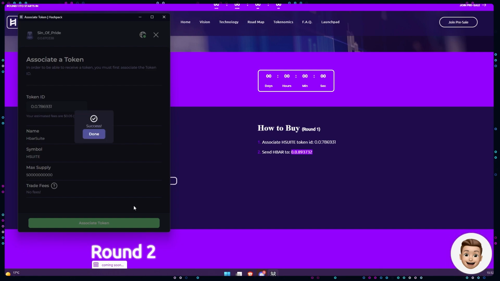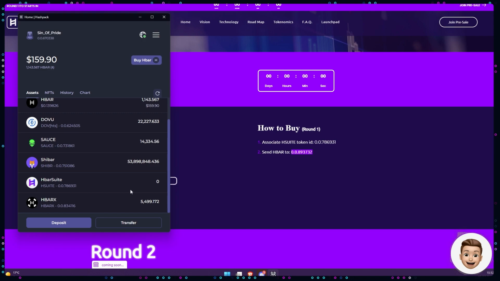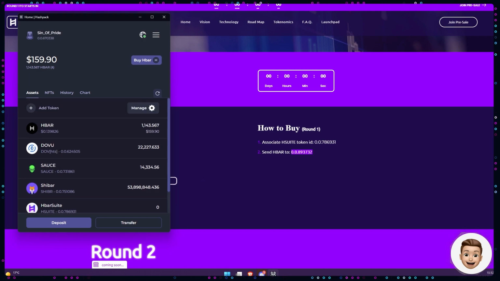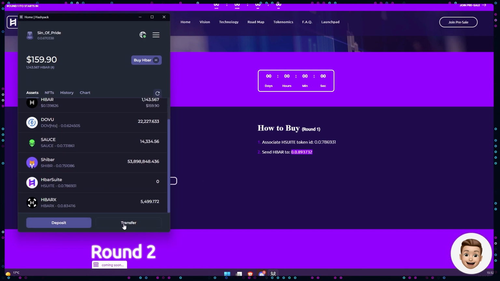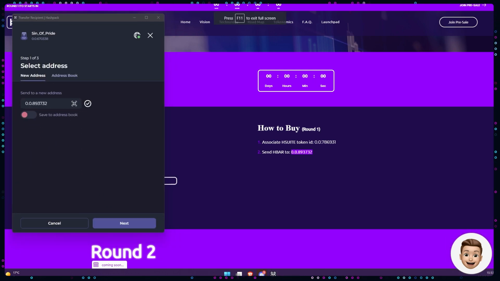You obviously won't need a lot of HBAR to do this. Done. So that's now done. I've associated that token. It's now appearing in my wallet. I've got 0. So now we're going to buy some. So we do that by using the transfer feature. So we're going to click transfer and we're going to pop in the address quickly. Okay, so I heavily suggest you just copy and paste this address from their webpage to make sure you don't get it wrong. See the check here saying that it's correct.